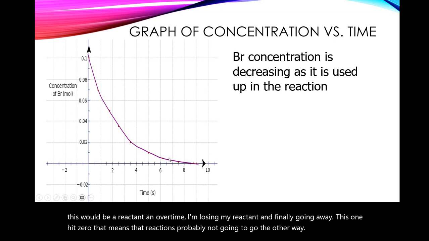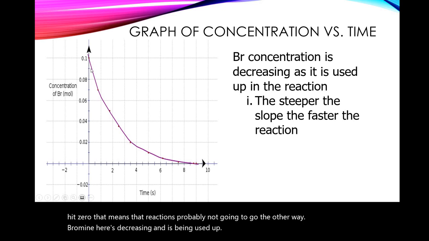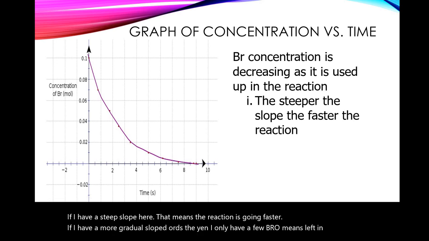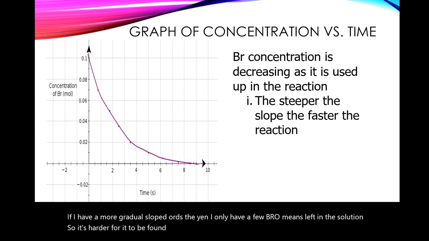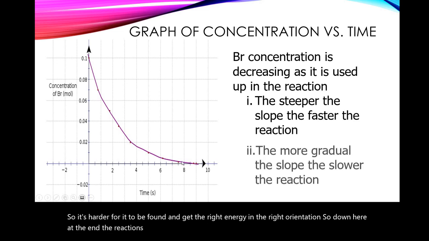Bromine here is decreasing and is being used up. If I have a steep slope here, that means the reaction's going faster. If I have a more gradual slope towards the end, I only have a few bromines left in the solution, so it's harder for it to be found and get the right energy and the right orientation. So down here at the end, the reaction's slower.